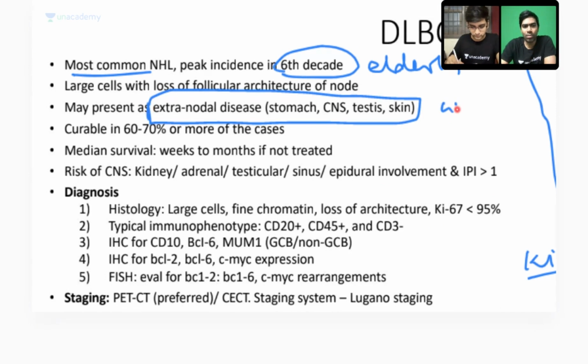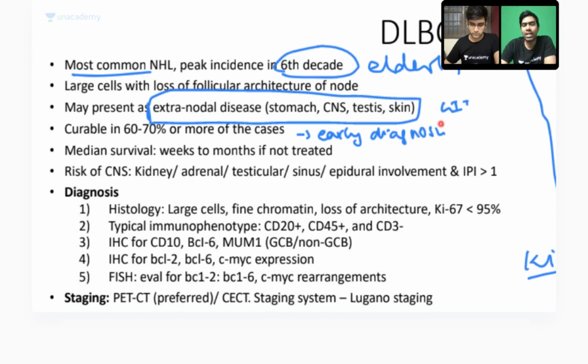And of course, it's curable in 60 to 70% of the cases, in the sense you need to make a diagnosis faster. Before it gets disseminated, if you diagnose much beforehand, it is curable in almost 60 to 70% of the cases. And median survival is going to be in the order of weeks to months if it's not treated. So that's why early diagnosis and treatment is very important.